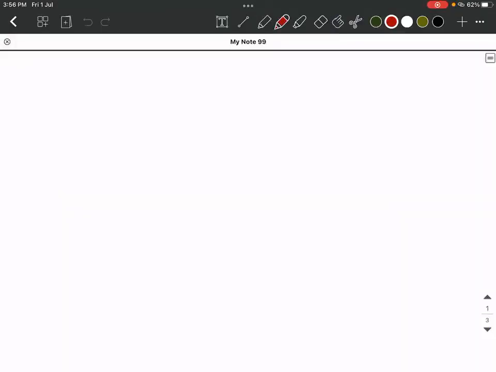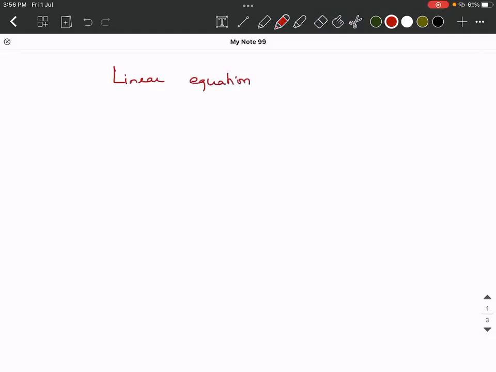So write down the heading as linear equation. It will come. So write down the heading as linear equation in two variables. Okay. So do you know what are polynomials?